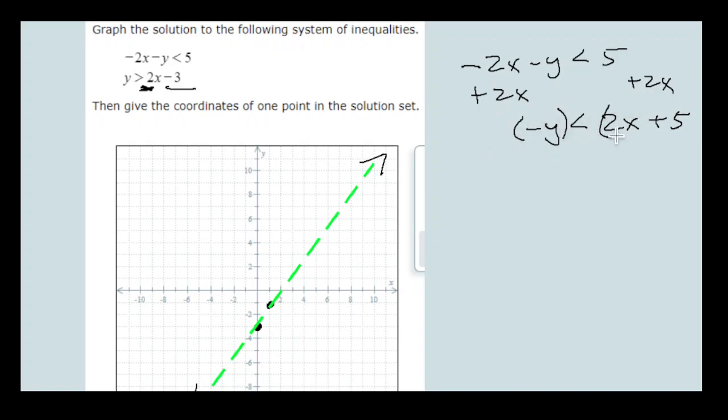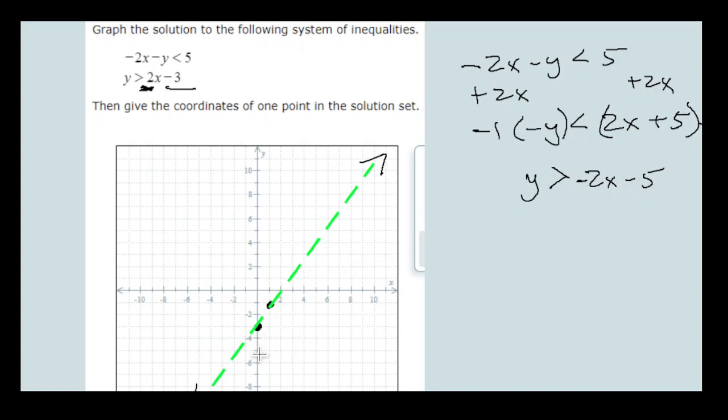And keep in mind that when you multiply by a negative or divide by a negative with inequalities, you are always putting yourself in a situation where you have to flip the sign. So my sign's going to flip, right? Because that's a -1 that we're multiplying by. And then this becomes y is greater than -2x minus 5. All right, because essentially you're reversing it, so you've got to make sure you reverse the sign as well. So y is greater than -2x minus 5.